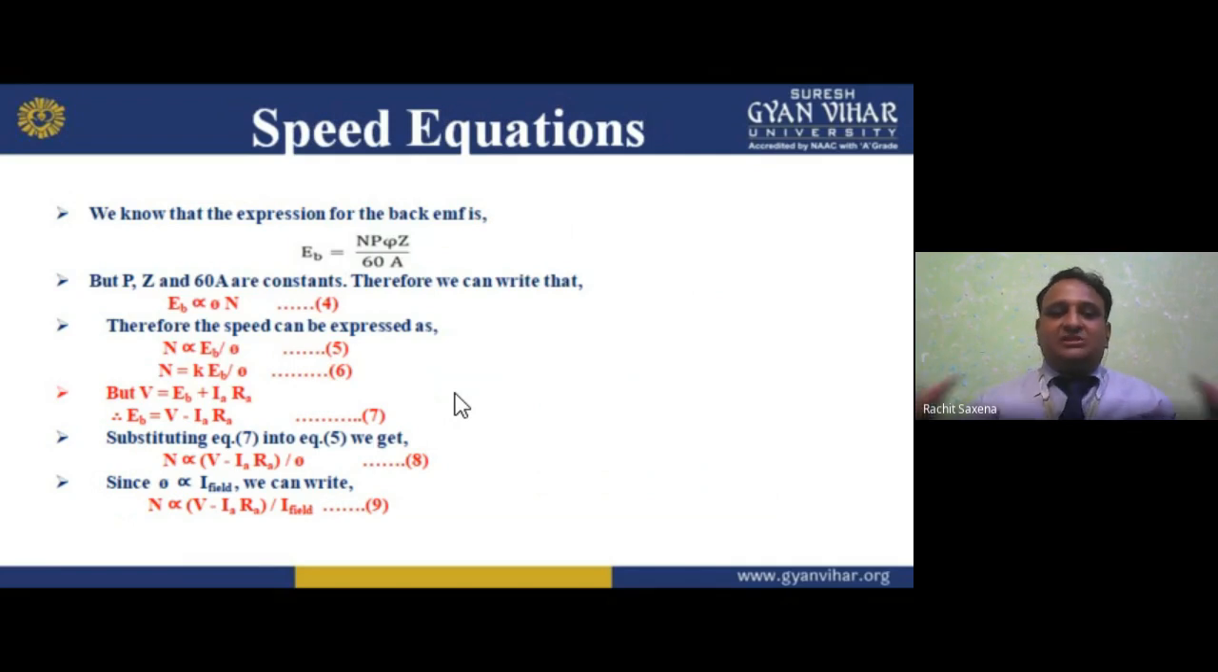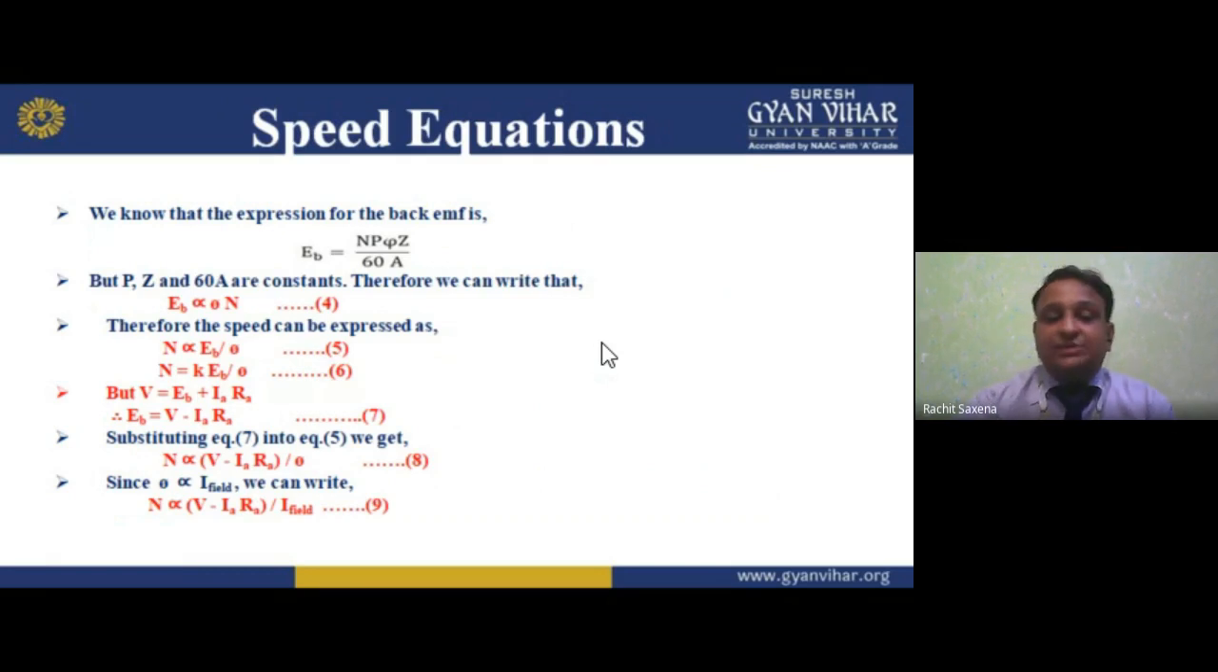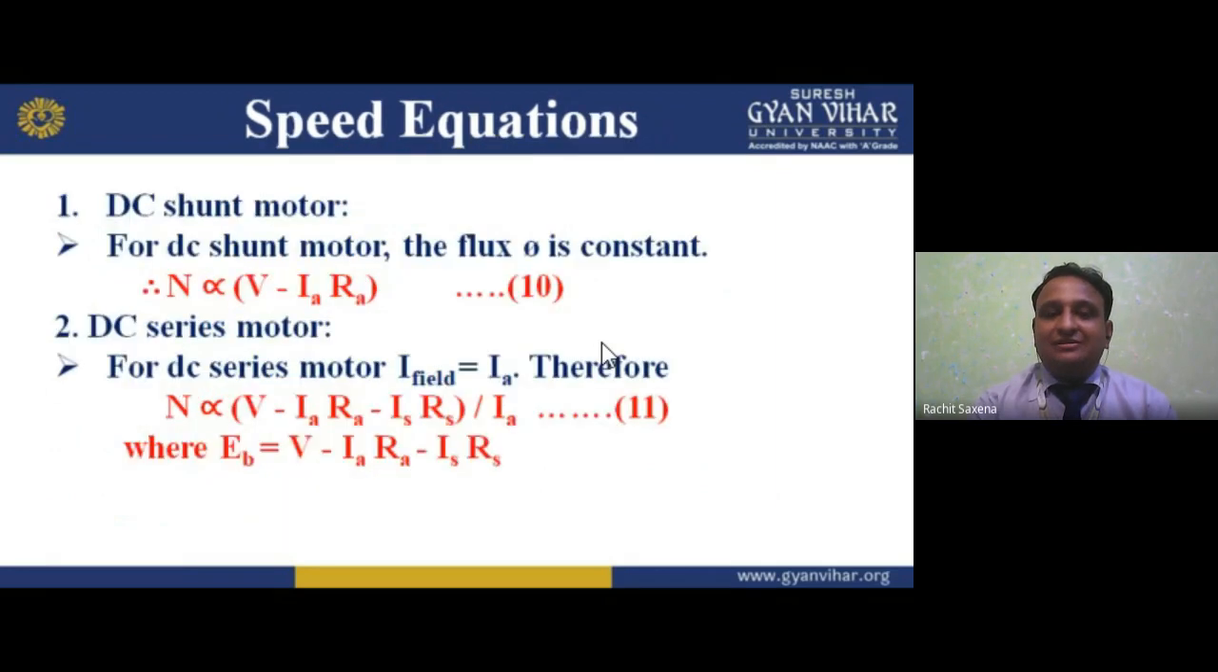Now substituting this equation into equation number 5, N is proportional to V minus I_A R_A upon phi. So we can write N is proportional to V minus I_A R_A upon I field, because phi is proportional to I field. That is the same thing. I hope you understand. Speed equation.